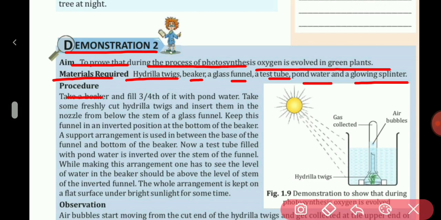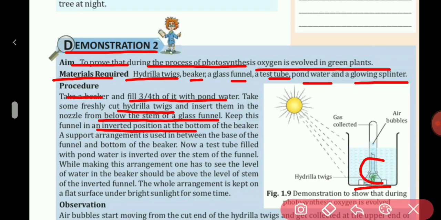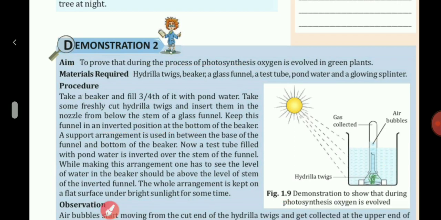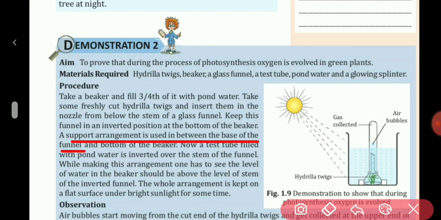Take a beaker and fill three-fourths of it with pond water. Take some freshly cut hydrilla twigs and insert them in the nozzle from below the stem of a glass funnel. In this way, keep this funnel in an inverted position at the bottom of the beaker. A support arrangement is used in between the base of the funnel and the bottom of the beaker. Look here. Now, a test tube filled with pond water is inverted over the stem of the funnel.